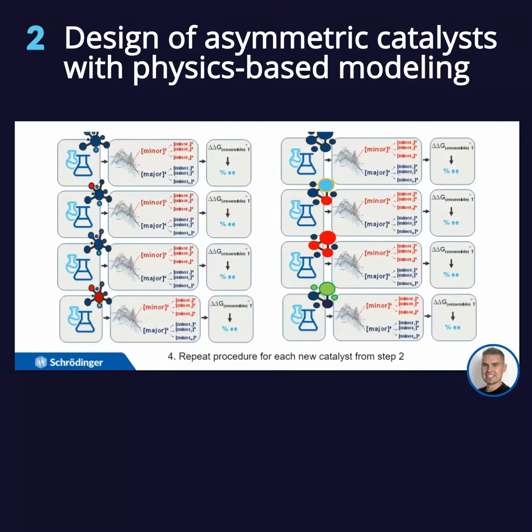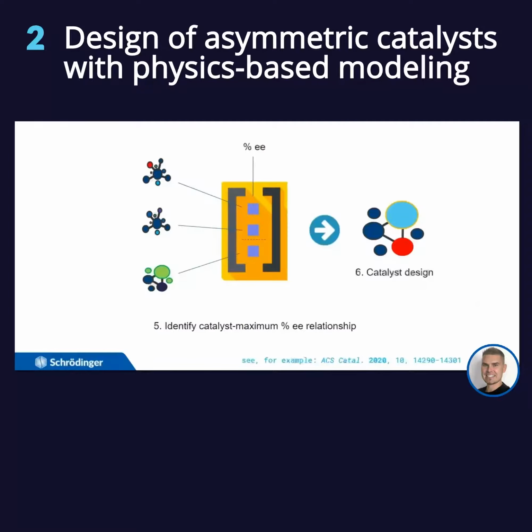In the next step, we have to repeat the same procedure from step 2, but this time we do that for each new catalyst in our list. At the end of the day, or whenever the calculations are done, we have this nice column which represents the catalyst identity and %EE relationship, and this is all we need for an asymmetric catalyst design.